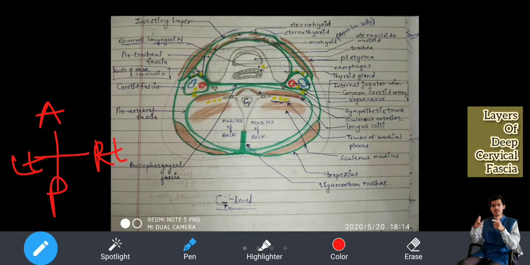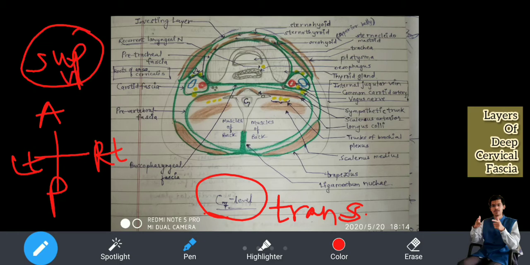Now this is the cut section, or you can say the transverse section, across C7 level, that is the 7th cervical vertebra. At that level, when you take a cross section across your neck, you are looking at it from the superior view. So I think I have made you oriented with this diagram. Now if you see the outermost green layer, this outermost layer is the investing layer of the deep cervical fascia.